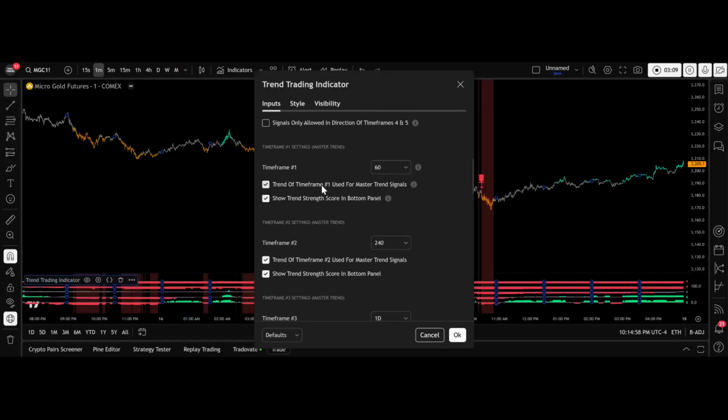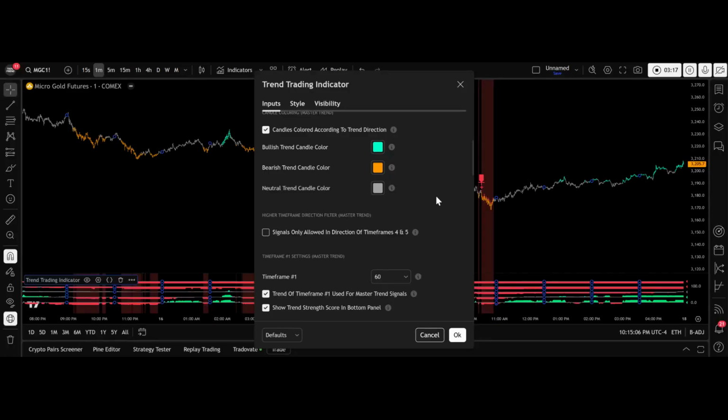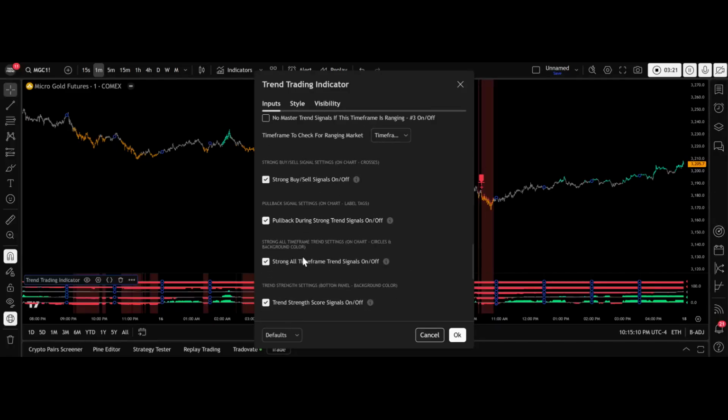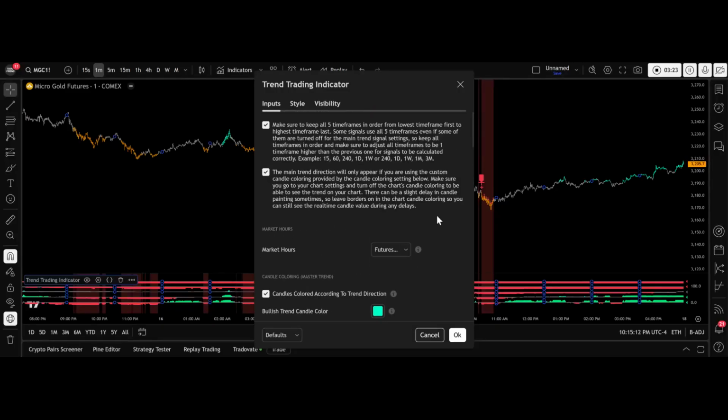So we do have the master trend, which, like I said, is going to be the candle coloring. That's going to show up as the candle coloring and let you know that there's a trend. And then from there, we're also going to have other signals, which are down here, and I'll go over those in a second.